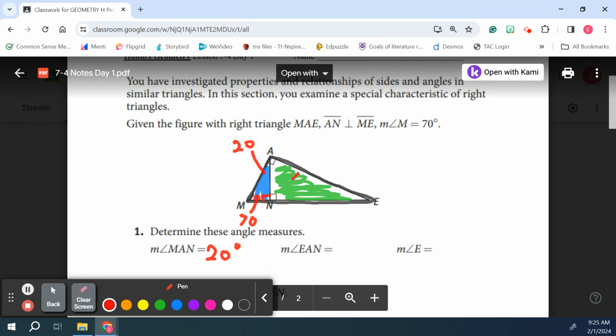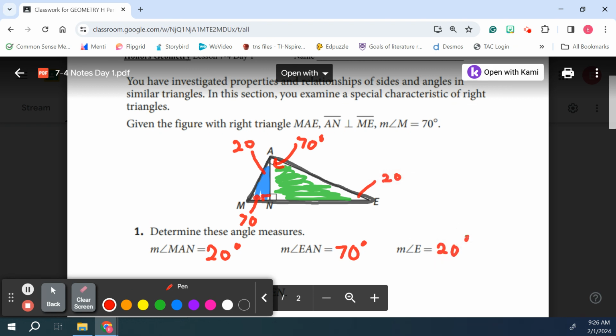Okay. So now they want EAN, so E to A to N. Oh, I'm sorry, N right here. So this part right here. Now we know that total angle MAE is 90. So that means that part in the green is supposed to be what? Say it loud, say it proud. 70 degrees. And then what do we have left for angle E right here? 20. That's it.